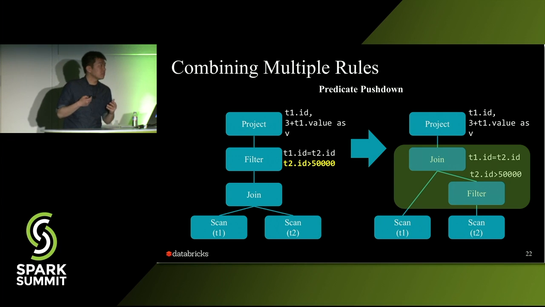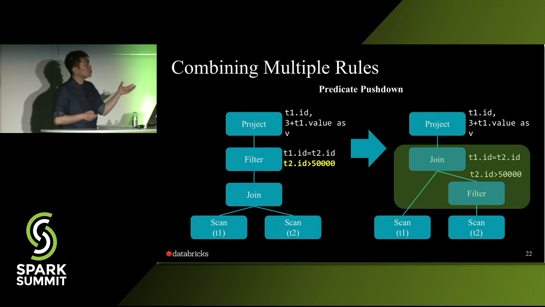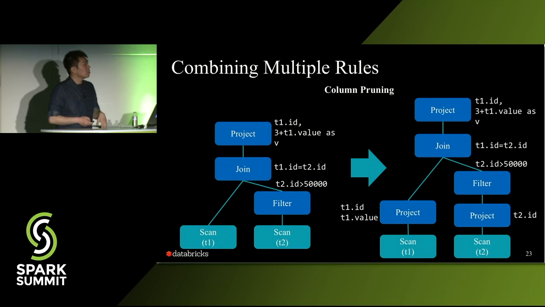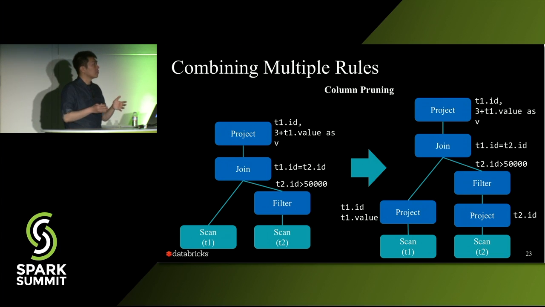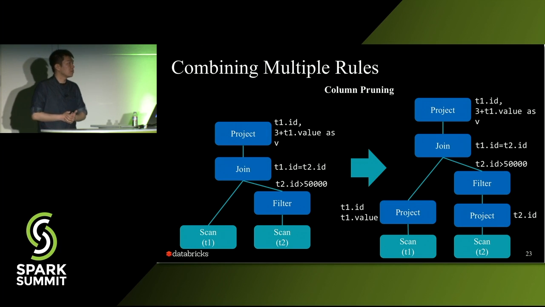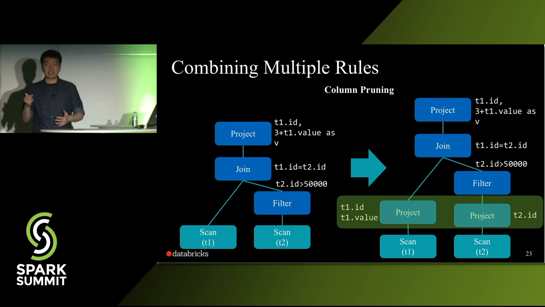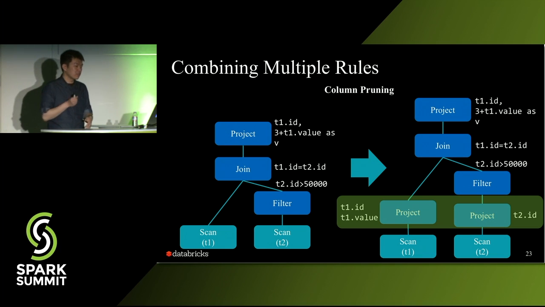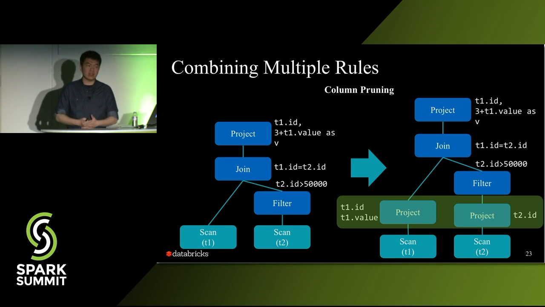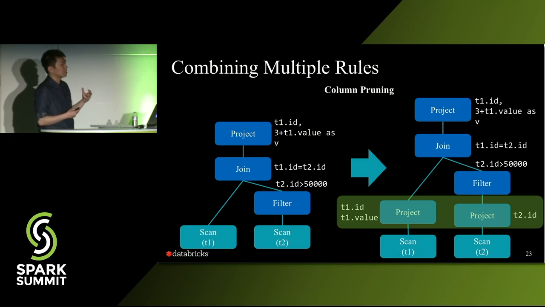And after we finish this transformation, we find that we only need 3 columns actually. From T1, we only need the columns id and value. From T2, we only need a column called id. So what we can do is add 2 project nodes to explicitly select the 3 needed columns. With this change, we're able to avoid reading unnecessary data if the underlying storage format is a columnar format like Parquet or ORC, which can actually reduce a lot of I/O cost.